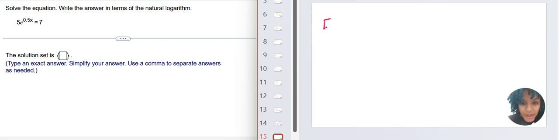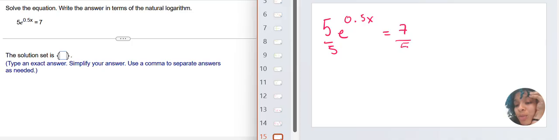So we have 5 e to the 0.5x equals 7. Okay, so before we do the natural log to remove the e, right, so they can cancel each other, the e has to be by itself. So I need to divide by 5 first. Because why am I dividing by 5? Because the e and the 5 are multiplying, and the opposite of that is division.